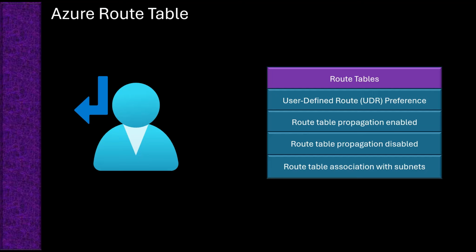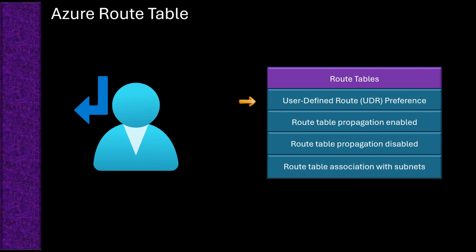Let's unpack what Azure Route Table is. An Azure Route Table is a resource in Azure that defines how network traffic should be routed within a virtual network. Route tables contain the routes that determine the next stop for traffic based on the destination address. You can use route tables to customize routing rules, either by accepting Azure's default routes or by creating user-defined routes to direct traffic as per your network design.